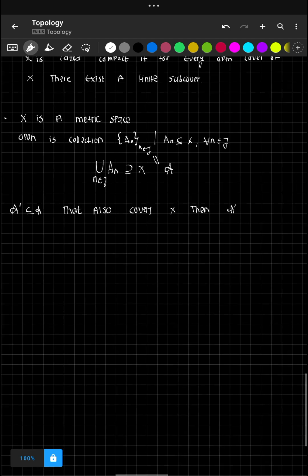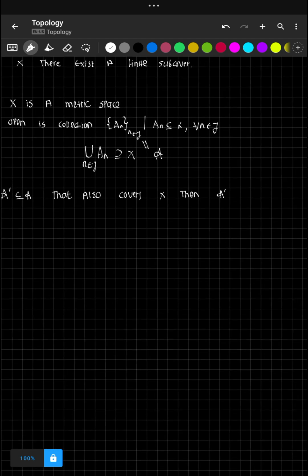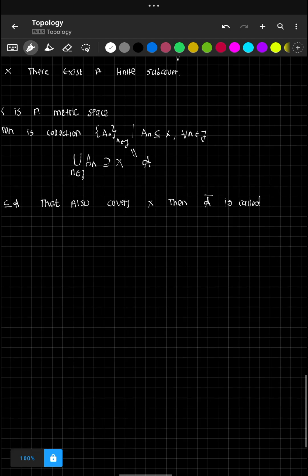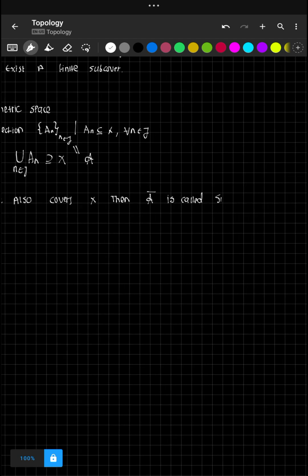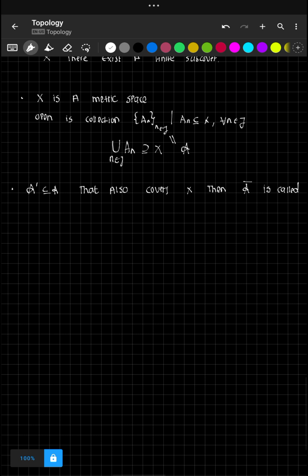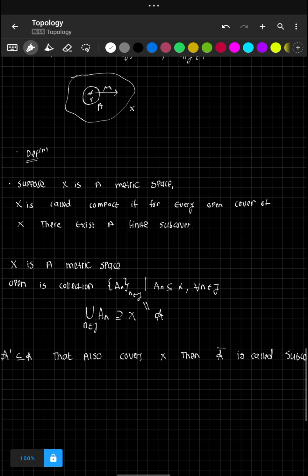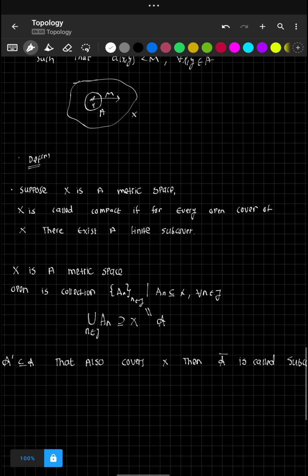then script A dash, it's not hat, it's dashed. Did I say hat or dash? Oh, who cares? It is called a subcover. So I think we can all know what a finite subcover is, since now we know what a subcover is. So now I think we are well versed with the definition of compactness.